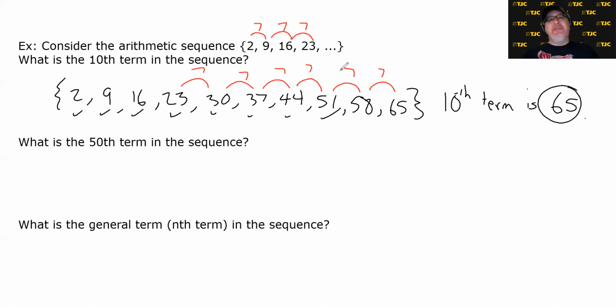Okay, well, that's not too bad. That's just picking up on a pattern and continuing it until you get to the position in the sequence that you want. In this case, the position was the 10th position. Look at the next question. What is the 50th term in the sequence?